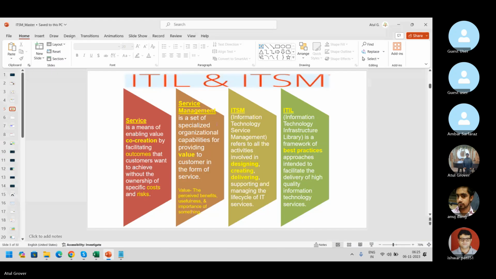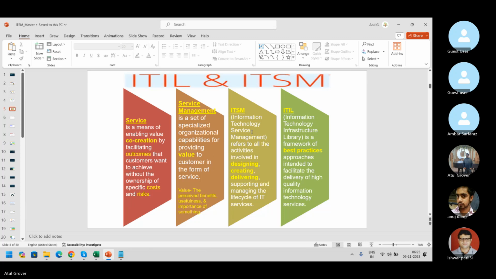This is what ITSM says. It says the activity involves starting from designing, creating, delivering and supporting services. And now we're especially talking about IT services. This is the agenda of our training as well.